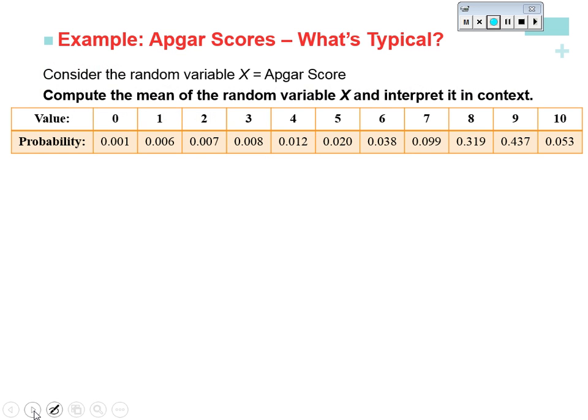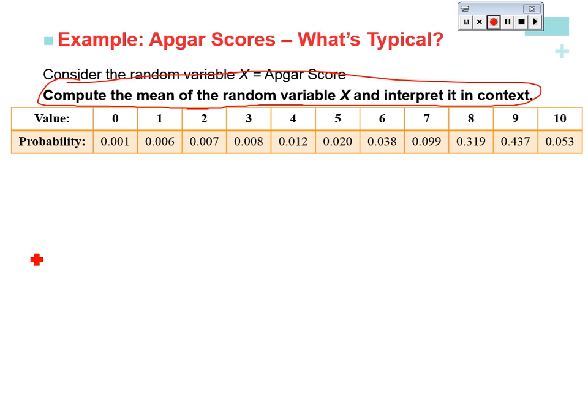So for something like this here, and this is one of the examples that we did from the previous lesson, we have here the baby APGAR scores that are from 0 through 10 and the probability of each one of those scores occurring for the 2 million babies that they sampled. So the question here says, compute the mean of the random variable and interpret it in context.